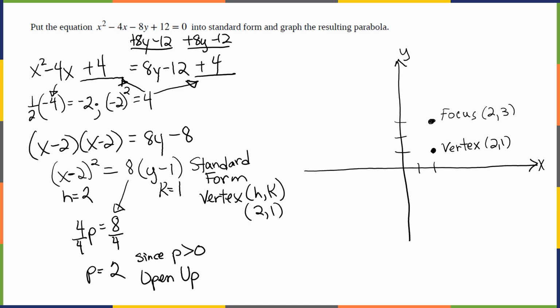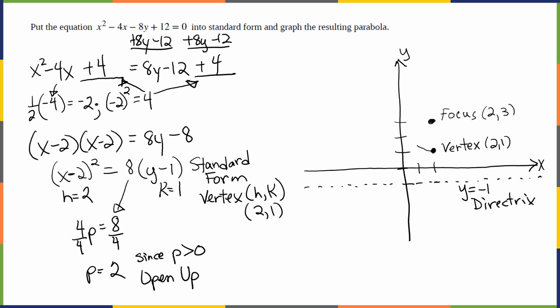Then from the vertex I will go down a distance of 2. Don't forget to count the axis itself as one of those steps. Down a distance of 2, we'll locate the horizontal line y equals negative 1, which is the directrix of the parabola. Then we will loosely sketch in the shape of the parabola opening upwards.